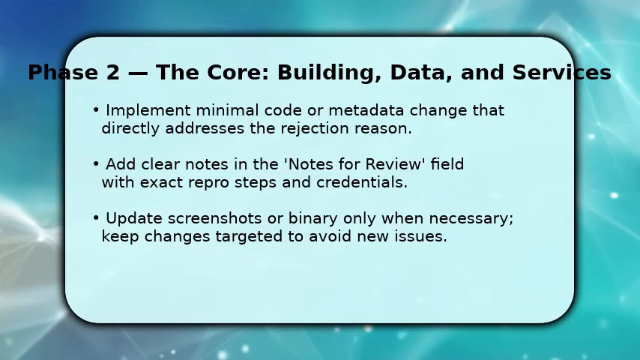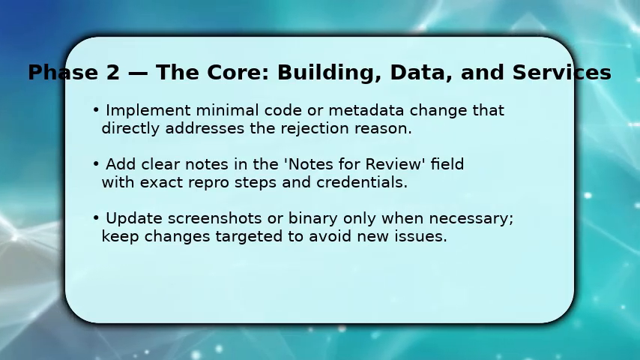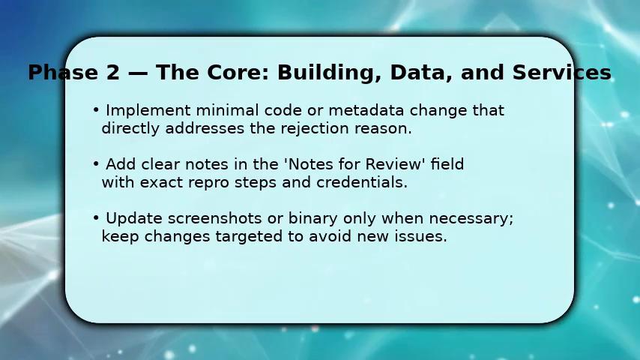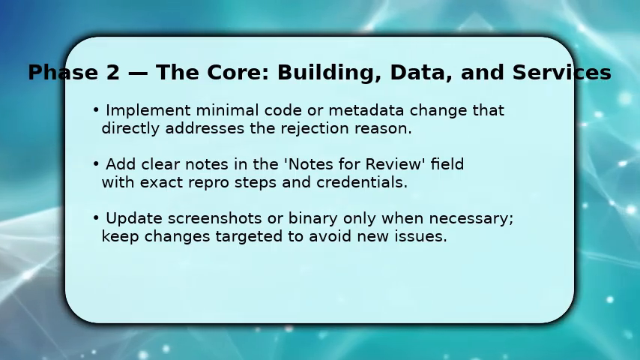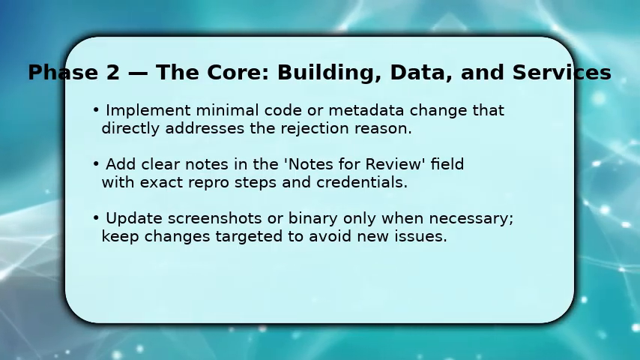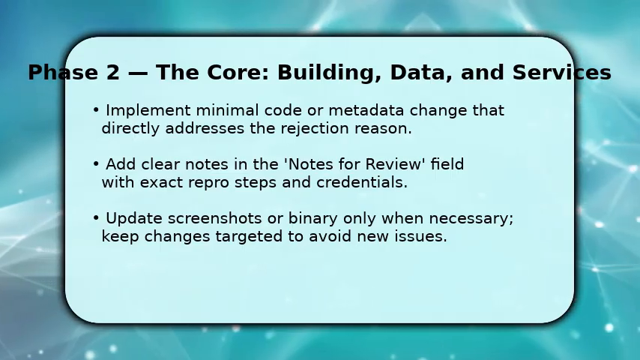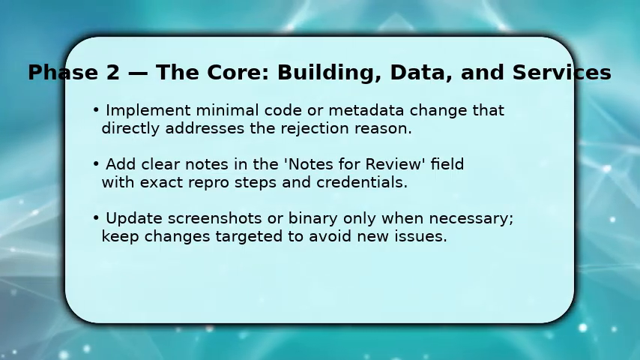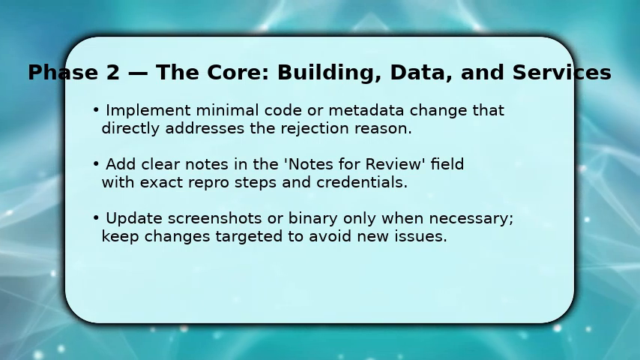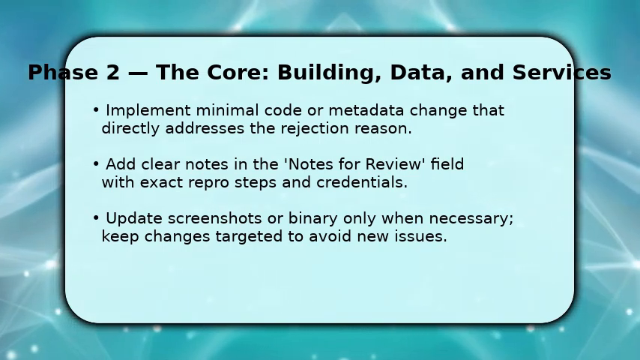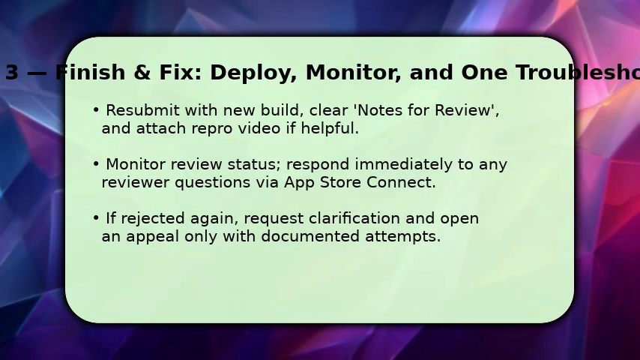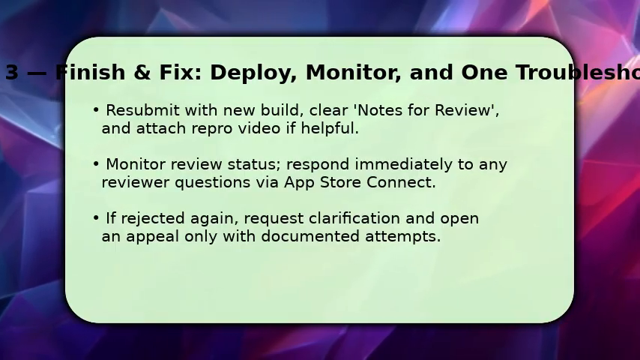Then, in App Store Connect, paste exact reproduction steps and include test credentials if needed. Explain why the change fixes the issue in 1 or 2 sentences. Make sure to increment the build number, upload the binary, and choose a targeted release that prevents confusing reviewers with unrelated modifications. Finally, submit the new build and watch the review status closely.